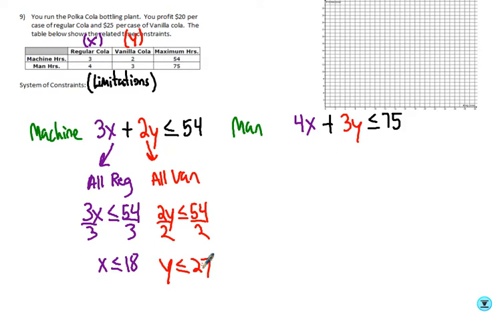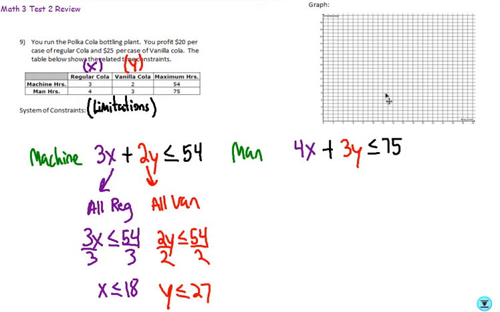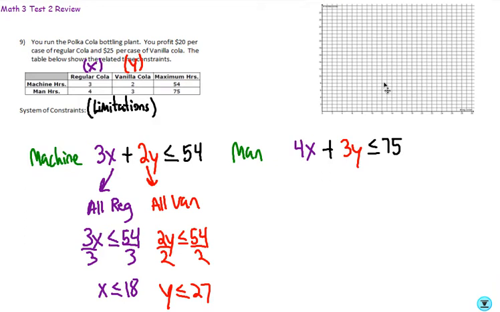Alright, so just to get a visual of that, let's go up to the graph, and we're going to graph that possibility. Just to keep things straight, remember the X is going to represent regular, and then the Y-axis is going to represent vanilla. So I can make 18 cases of regular if I went all regular.